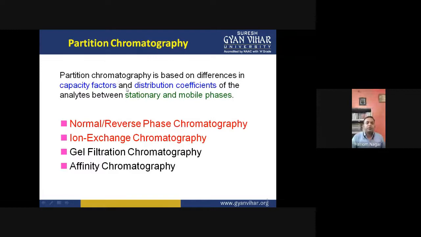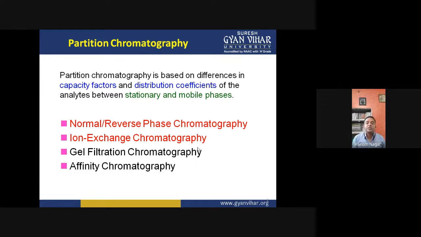Now we are focusing on partition chromatography. Basically, partition chromatography is based on the difference in capacity factors and distribution coefficient of the analytes between the stationary and mobile phase. We have already discussed the capacity factors and distribution coefficients in the previous lectures.